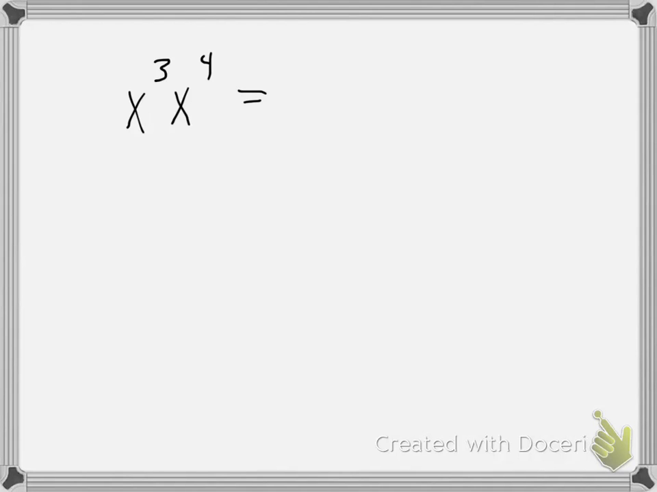All right, and the answer is if we're multiplying like bases, then what we're going to do is add the exponents, and in this situation get x to the seventh.